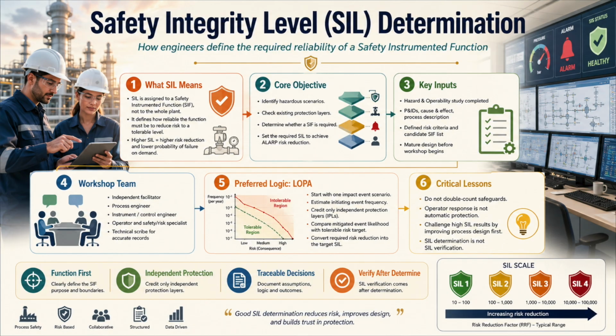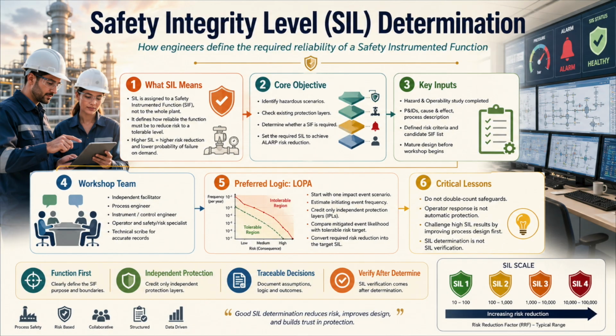Good safety integrity level determination therefore begins with preparation, not with a workshop worksheet. The design must be sufficiently developed for the team to understand the process, challenge the operating intent, and evaluate the hazardous scenarios. Process flow diagrams, utility flow diagrams, piping and instrumentation diagrams, cause and effect diagrams, process descriptions, equipment layouts, control philosophies, shutdown philosophies, isolation philosophies, fire and gas philosophies, relief and blowdown philosophies, and previous hazard study records must be available and sufficiently mature.